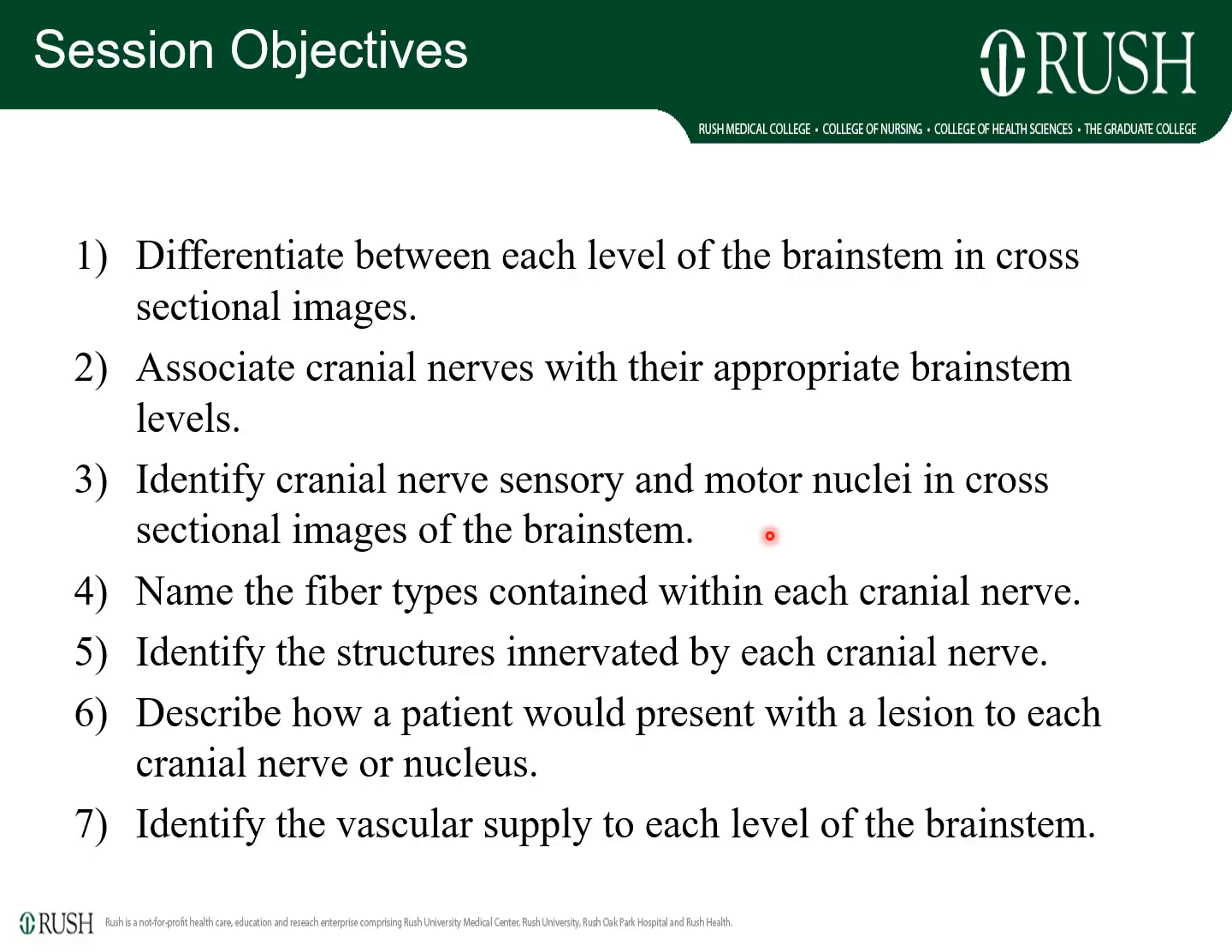the brainstem, the fiber types associated with each of those cranial nerves, the structures that are innervated by each cranial nerve, and then describe how a patient might present with damage or a lesion to each of those cranial nerves, and identify the vascular supply to each of those levels of the brainstem, which may be influenced if there is damage to that blood supply to a particular portion of the brainstem.